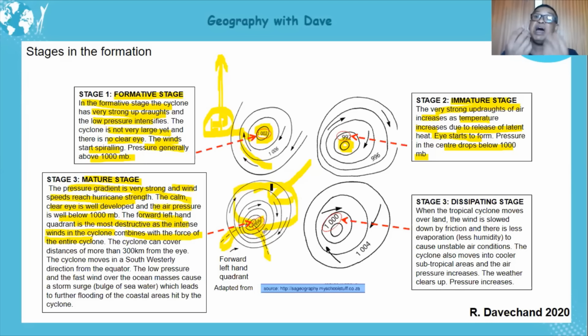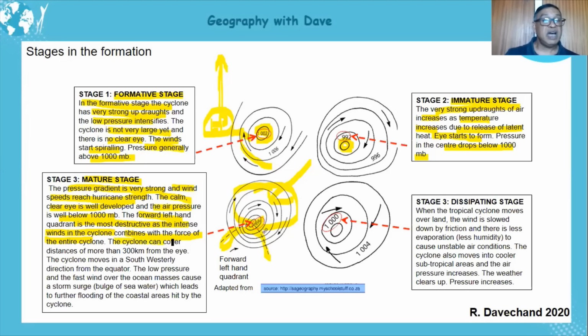Fast winds combined with the entire force of the cyclone behind it make this section, the forward left-hand quadrant, the most destructive, very destructive. You understand? It's coming through this area, the winds are spiraling and moving in, and then you've got the whole force of the tropical cyclone.